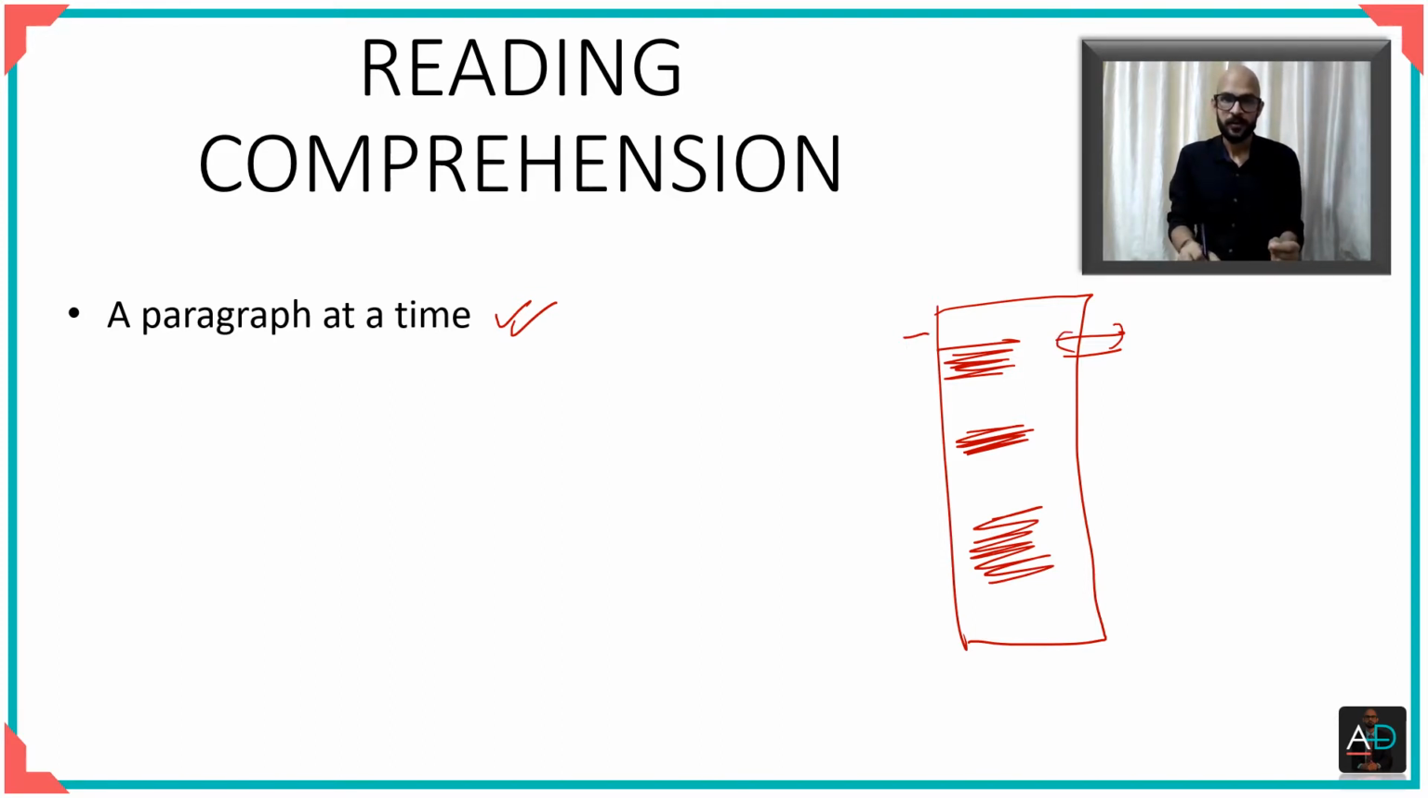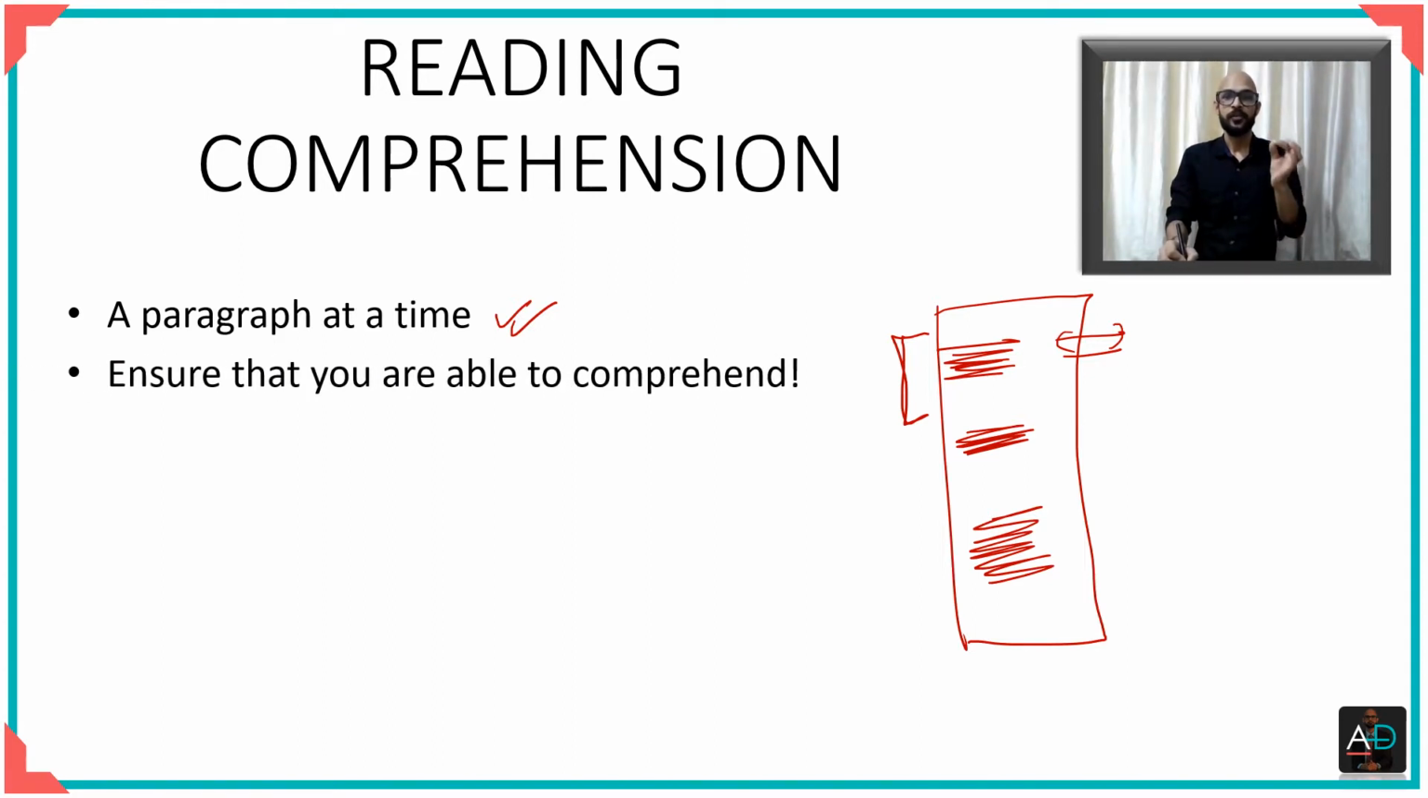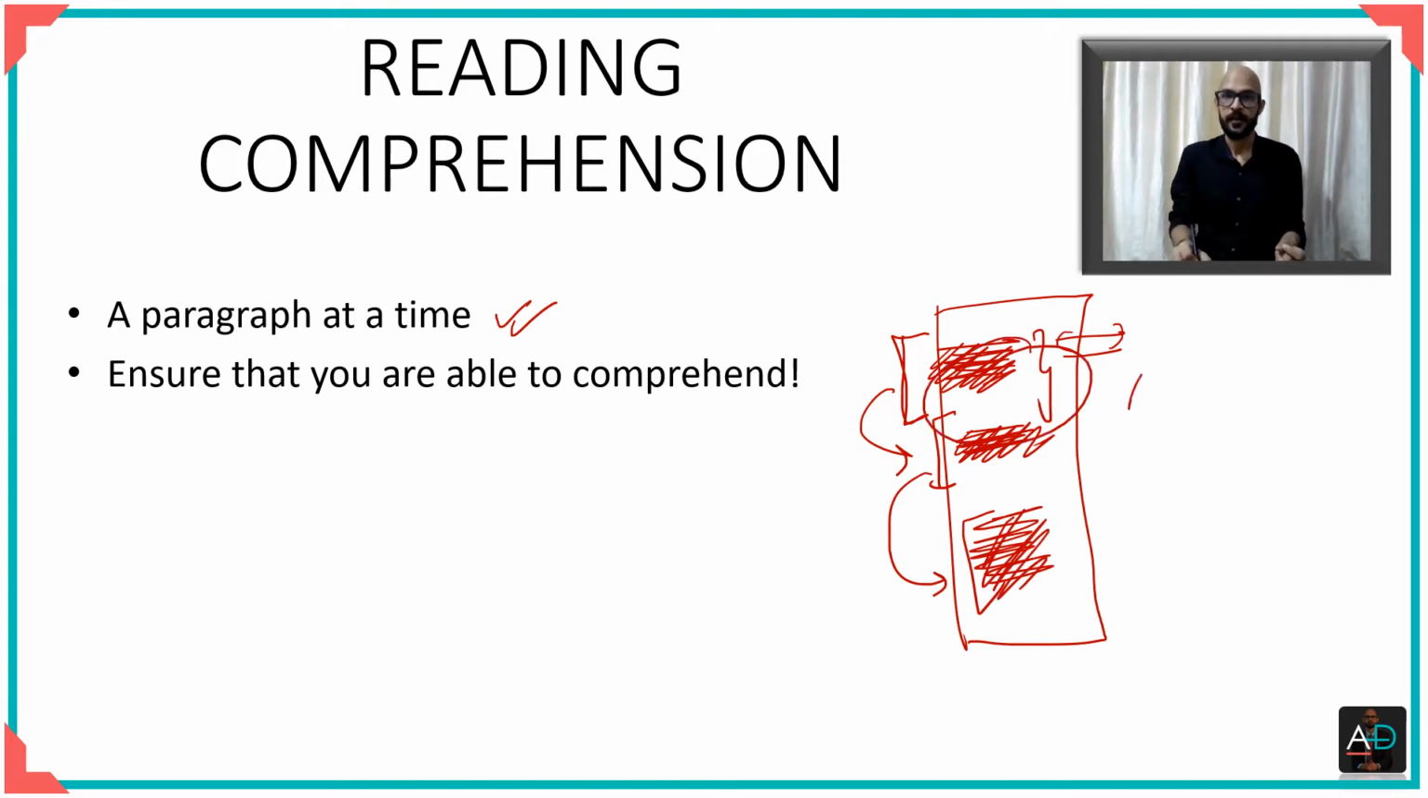You read one paragraph in one go, and then you take a moment and ensure that you are able to comprehend it. What that means is that, let's say you've read this paragraph, you just pause after you've read the first paragraph to see if you have been able to comprehend it. And then if you think you've been able to comprehend it, then you go to your next paragraph, and then you go to your next paragraph if you've been able to do that. In case you feel that you've not been able to comprehend it, read it again.